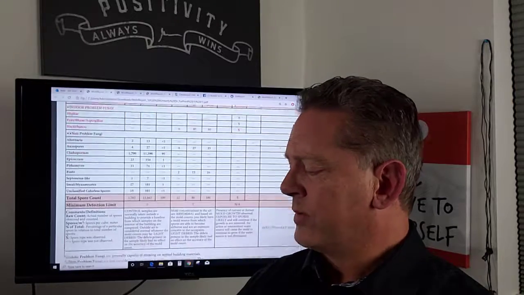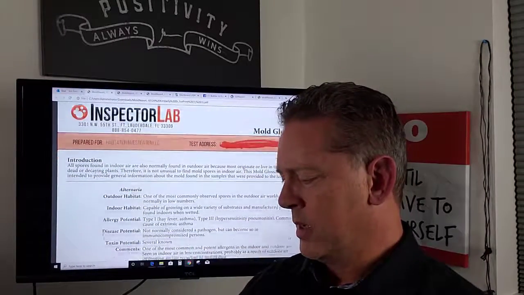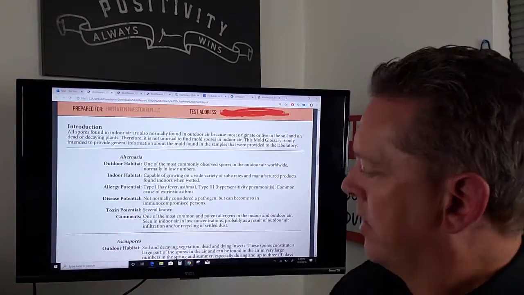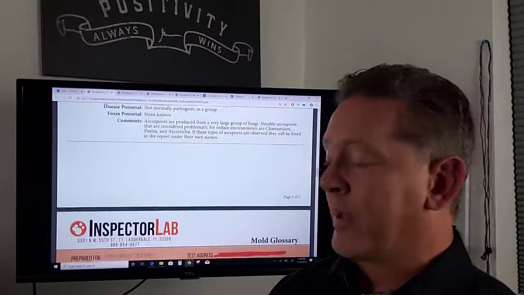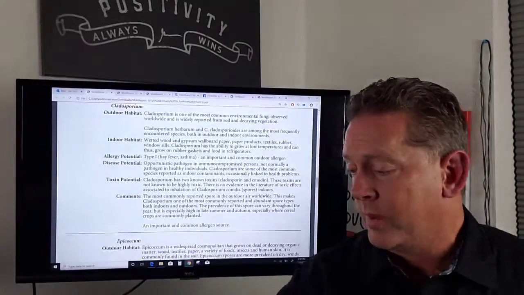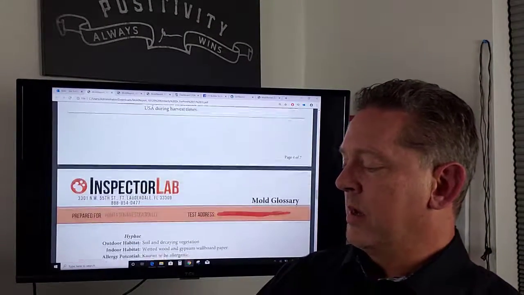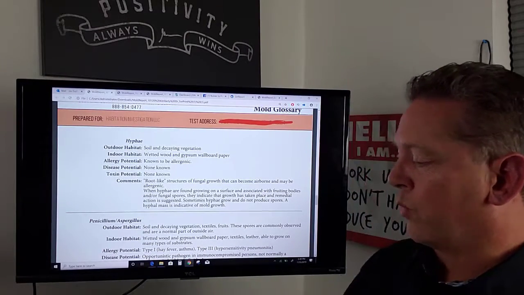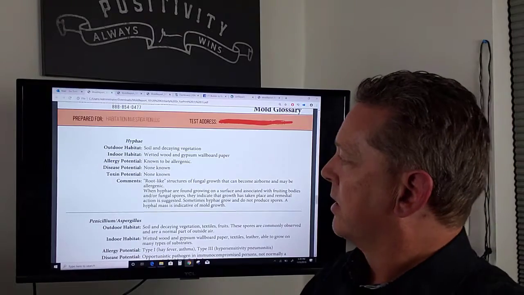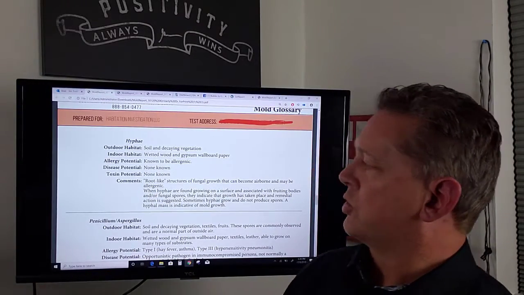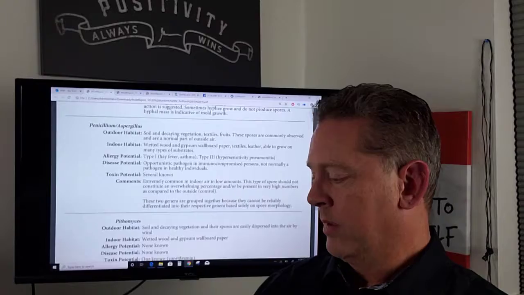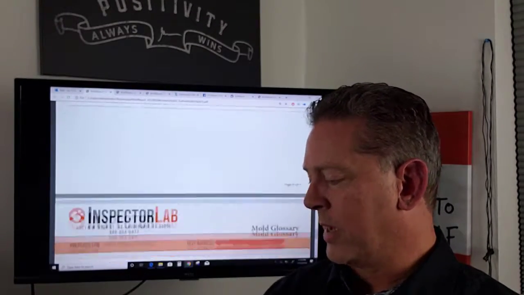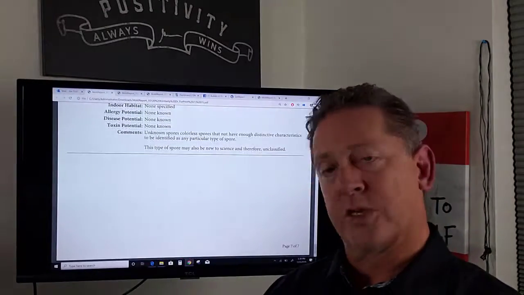whatever molds are found, the report will tell you all about each type of mold that was found, and there's 100,000 different types of mold, so don't worry about not knowing them. But this will tell you, like, the hyphae: soil and decaying vegetation, known to be an allergenic, really no issues regarding disease and toxin. But there's all kinds, every type that was found, there will be some information for that if you want.